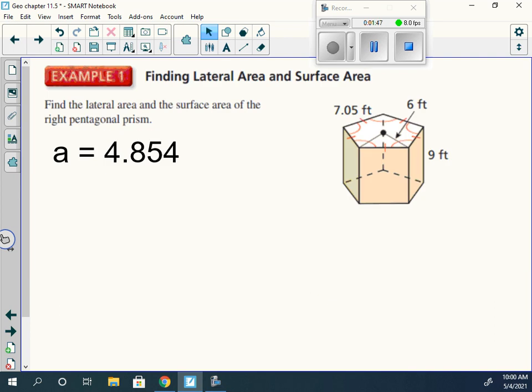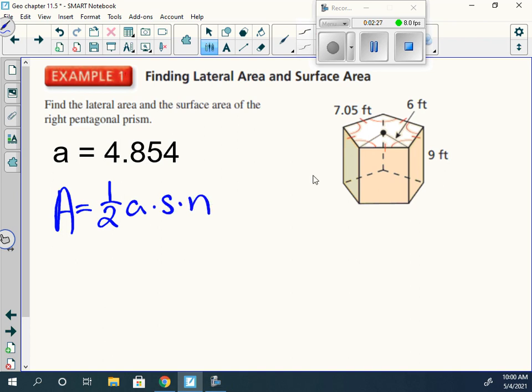So when we look at this first one here, what we have is a regular right pentagonal prism. If we want to find the surface area, we're going to find the area of the top and bottom, the area of these two bases, and then we're going to find the areas of all the lateral faces. When we look at the areas of our top and bottom, they are a polygon. The area formula for a polygon is 1/2 the apothem times the side length times the number of sides.